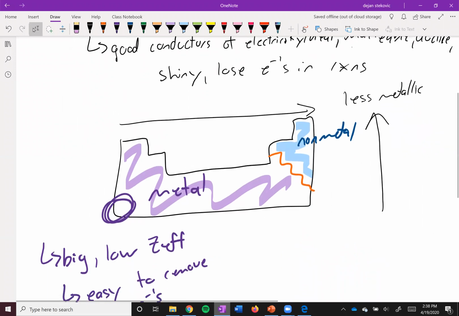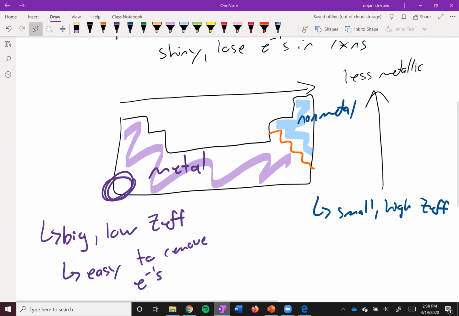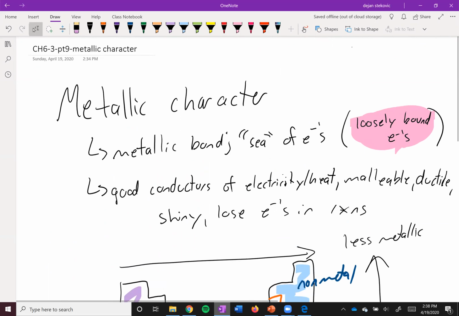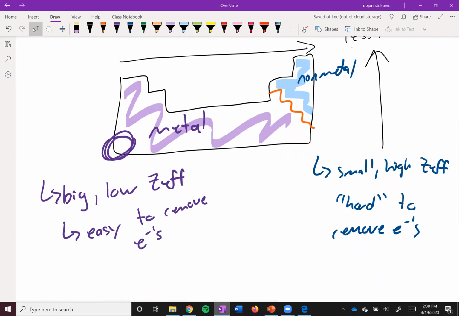And then vice versa for this non-metal side, over here they're going to be small and they're going to have a high Z effective. And so overall it's going to be very hard to remove these electrons, and they're not going to be loosely bound. So it's nice how this sums up a good bit of the trends.